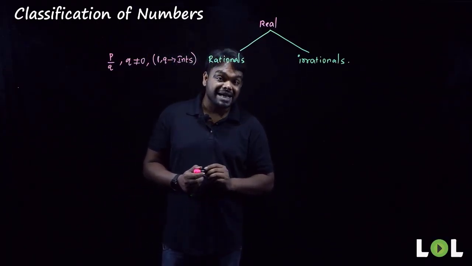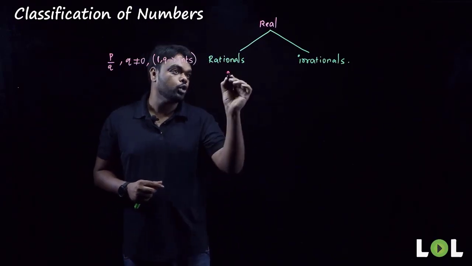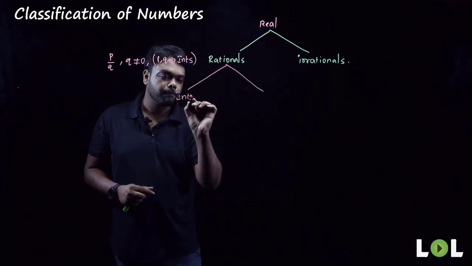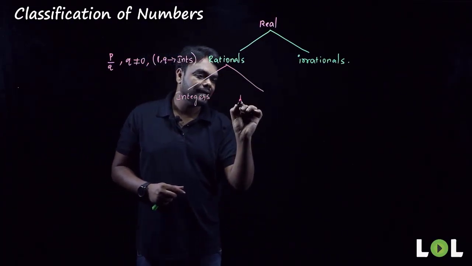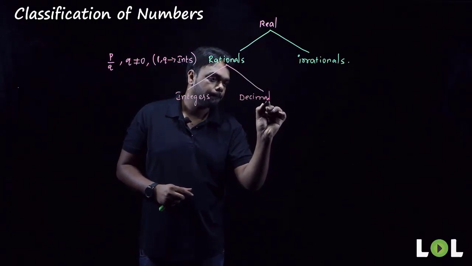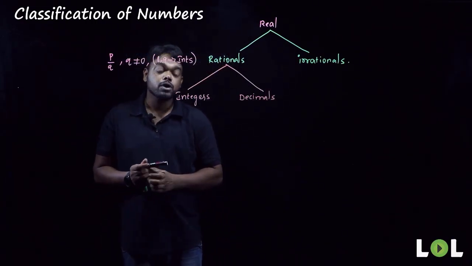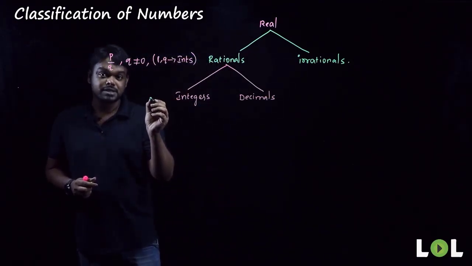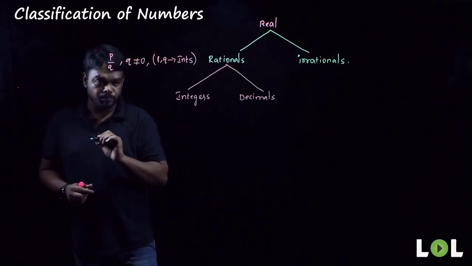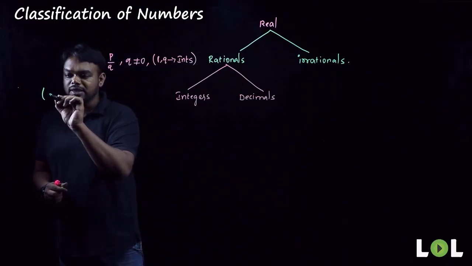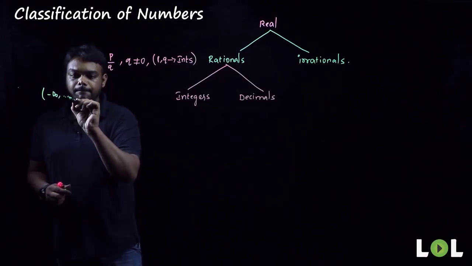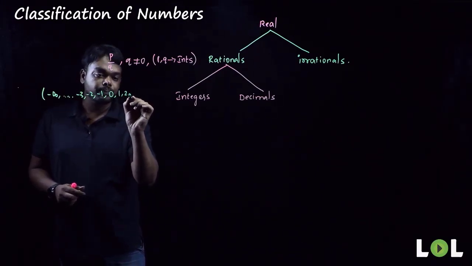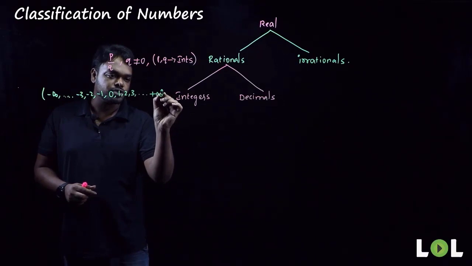Now, rational numbers are further divided into 2 types. They are integers and decimals. Now, what are integers? Integers include all the positive numbers, negative numbers, and 0. So we have all the negative numbers here, 0, and all the positive numbers.